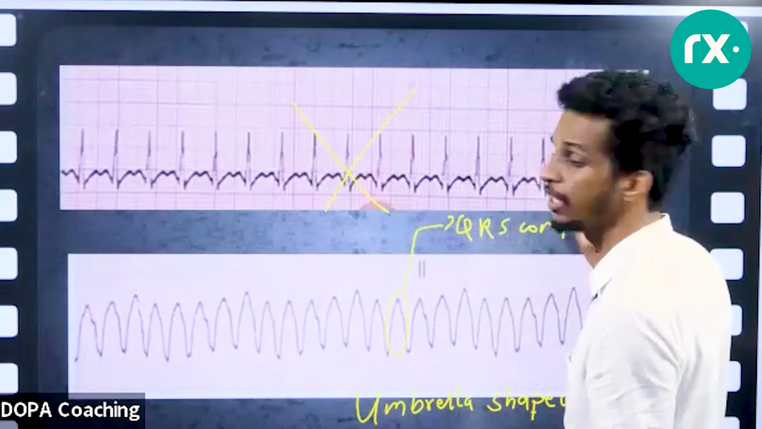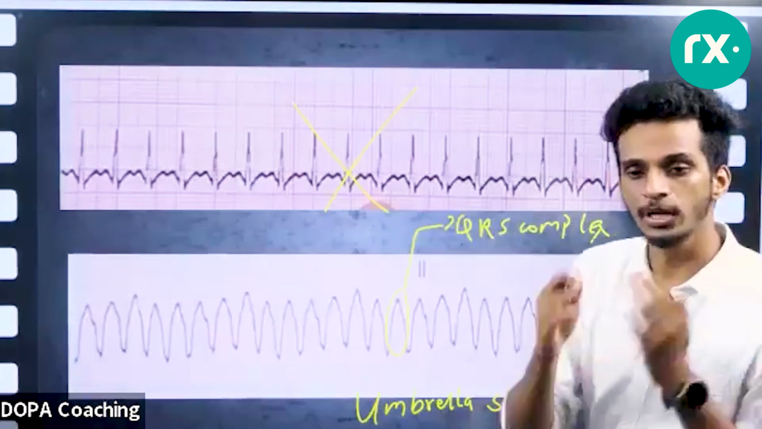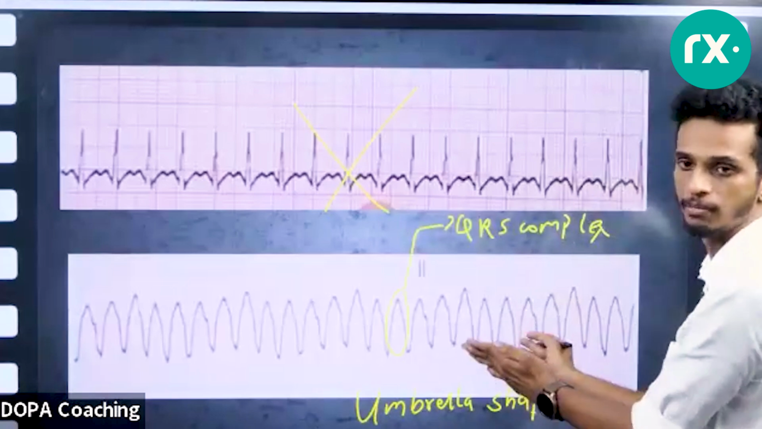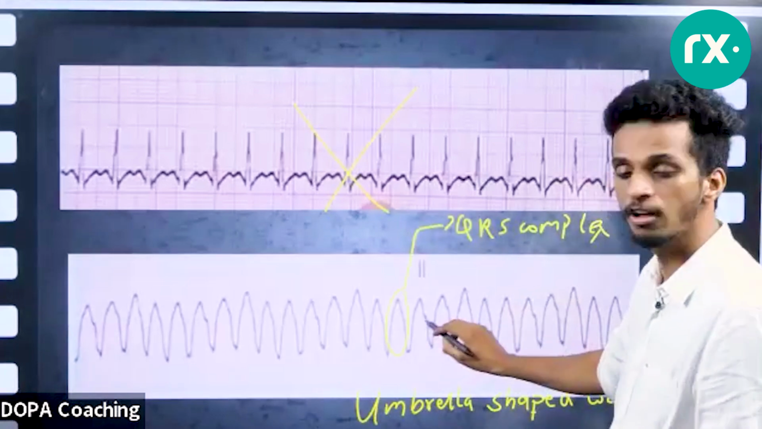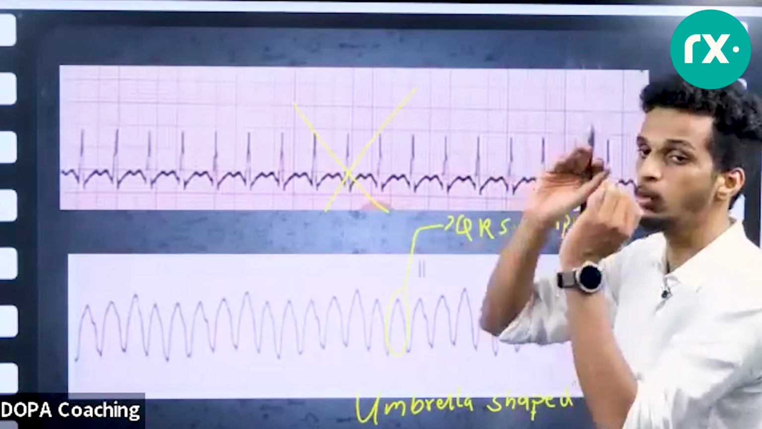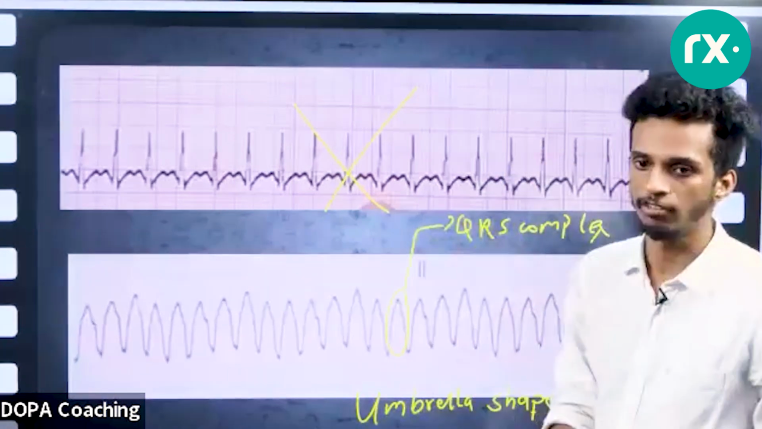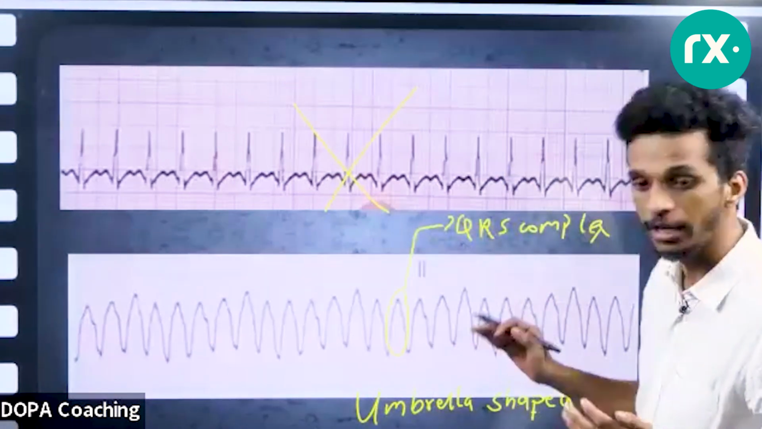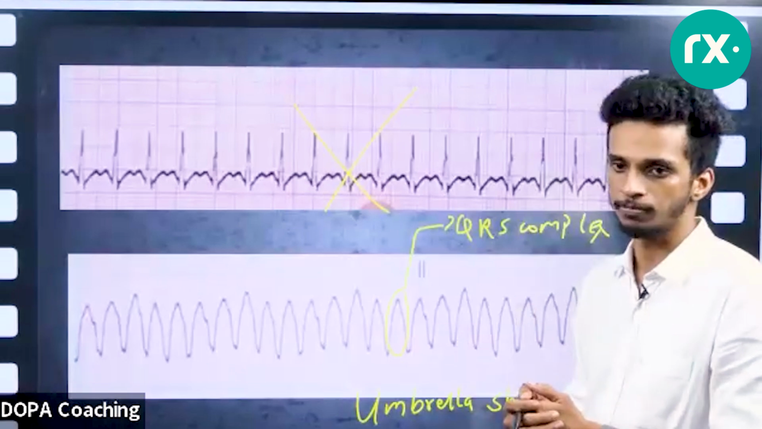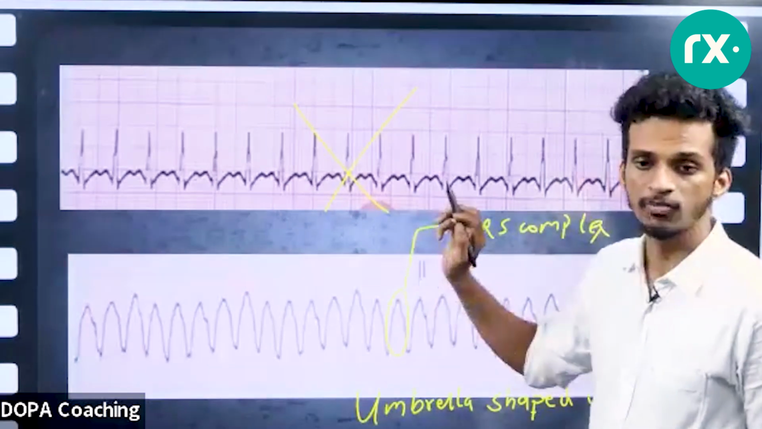Then where is my P wave? Where is my T wave? Actually, the P wave and T wave are embedded within. We will have a P wave and a T wave here, but the QRS is so wide that it covers the P wave and the T wave. So this is ventricular tachycardia.